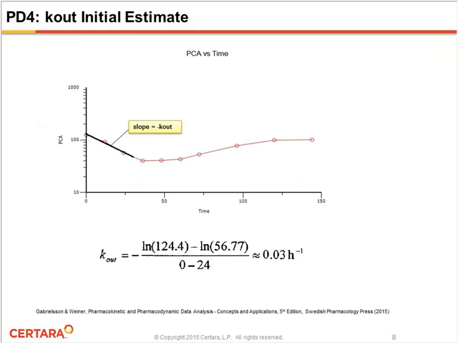Okay, so with these models, we typically start with initial estimates for the fitted parameters in the model. An example of finding an initial estimate for Kout: if one plots the PCA on a log scale versus time, the onset slope here is an estimate of negative Kout. So our Kout estimate will be the natural log of the PCA at time 0 minus the natural log of the PCA at time 24, divided by 0 minus 24. And this results in an initial estimate of Kout of 0.03.